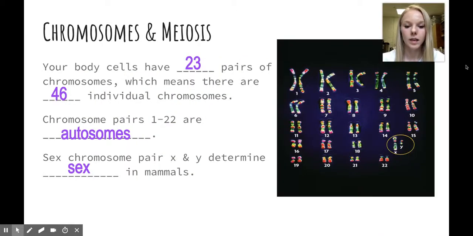Your body cells have 23 pairs of chromosomes, which means there are 46 individual chromosomes. On the side, you can see a karyotype, which you will learn more about in a later level on genetics. In the karyotype, you can see the 23 pairs. Chromosome pairs 1 through 22 are autosomes, and the 23rd chromosome pair makes up the sex chromosomes. Chromosomes X and Y determine sex in mammals.